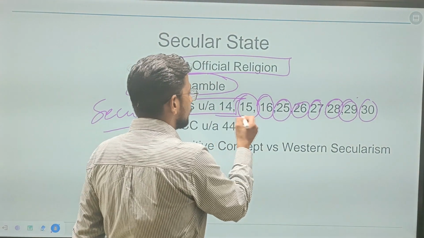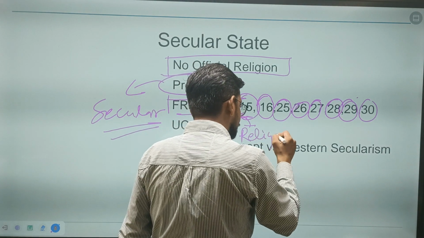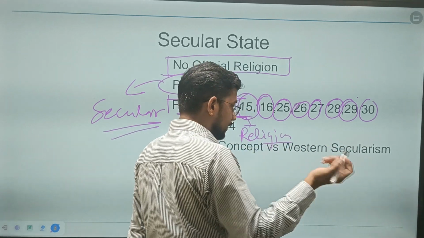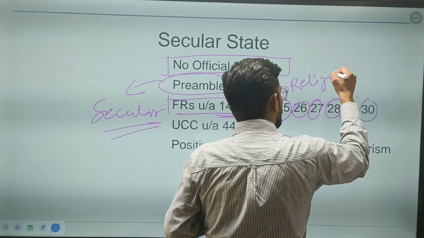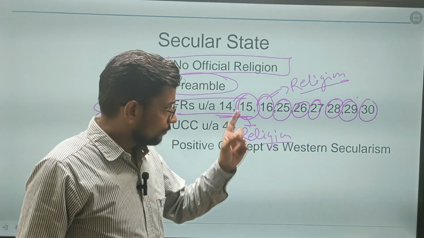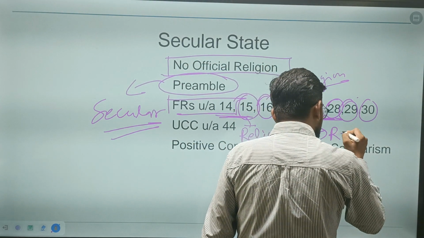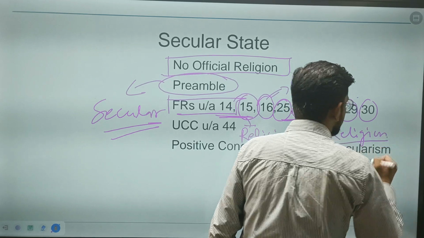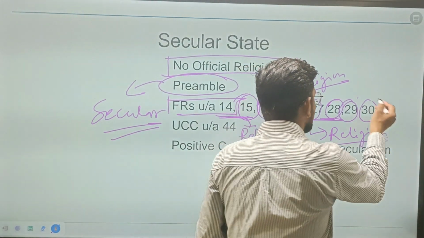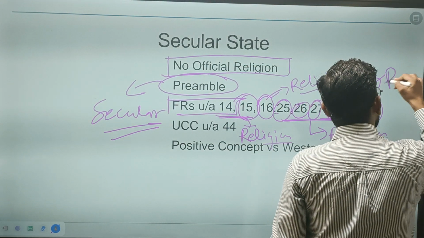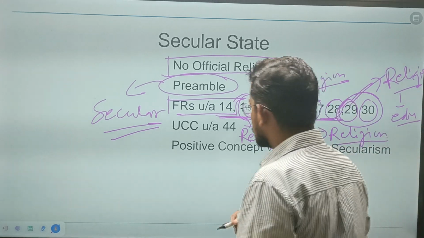For example, in Articles 14 and 15, separation or discrimination on the ground of religion has been clearly denied. When it comes to Article 16, no one can restrict you in any employment on the ground of religion. Articles 25 to 28 provide everyone the right to profess and practice any religion. Articles 29 and 30 provide religious minorities certain rights related to opening up their educational institutions.